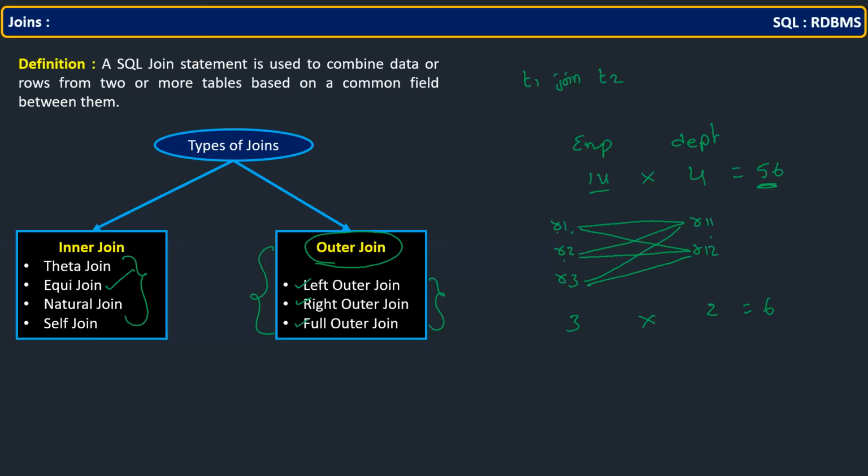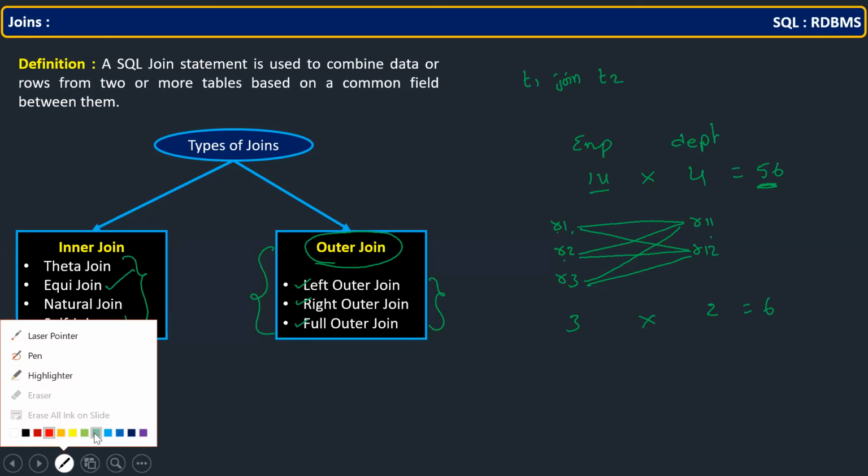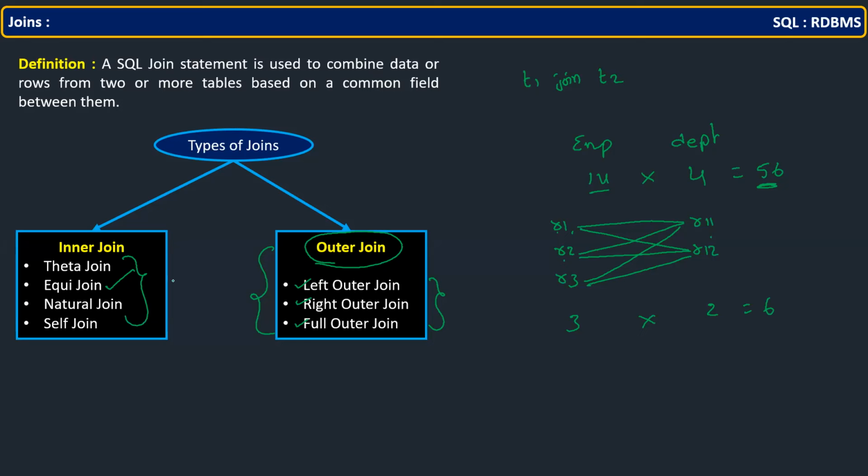Here you can see nothing is there. Don't worry about all these join types. Some of them are only theoretical, and some of them exist depending on the database technology.